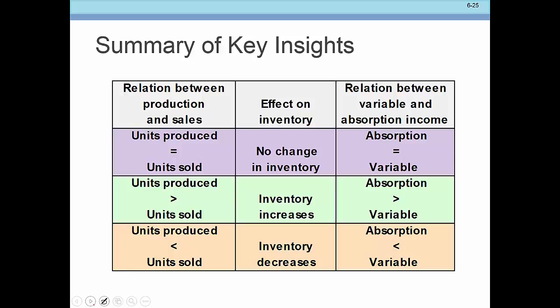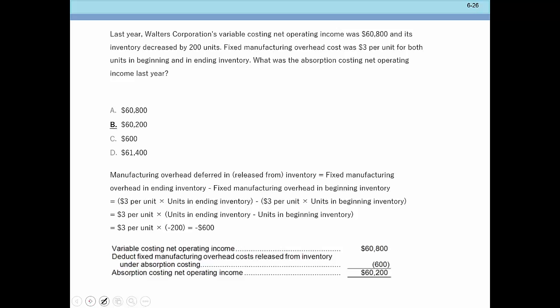Okay, good. So let's go ahead and take a look and see if we can handle this question. Variable costing net operating income was $60,800, and they're going to want us to tell them what absorption should be. So variable is $60,800, and they tell me that inventory decreased. If inventory decreased, I know already that my answer's got to be less, doesn't it? Doesn't the correct answer have to be less?